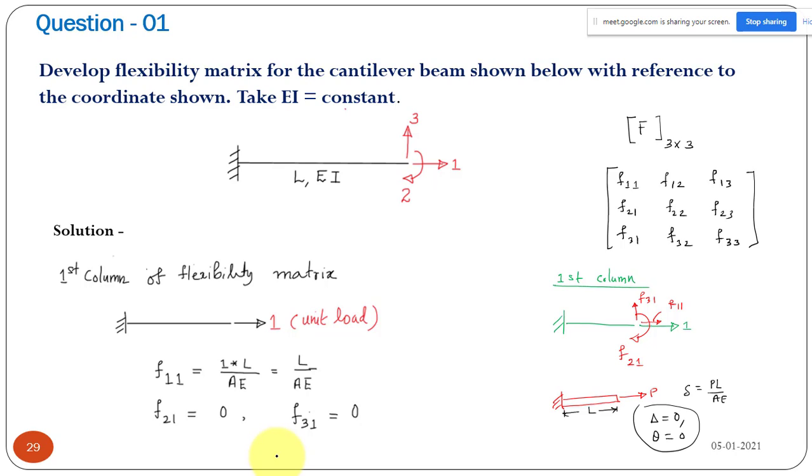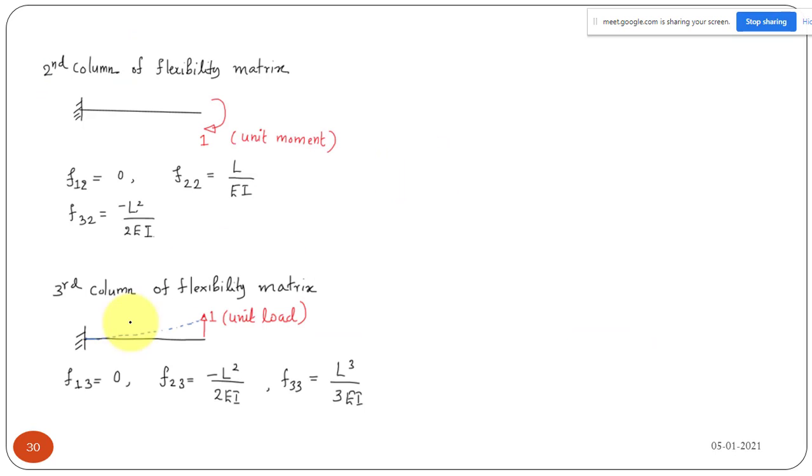So similarly, we can get these three elements, second column. So how to get the second column? You take your cantilever beam and apply a unit force corresponding to 2. That means you have to apply a clockwise moment. Unit clockwise moment you have to apply. So let us do that.